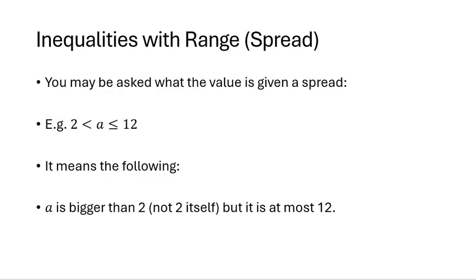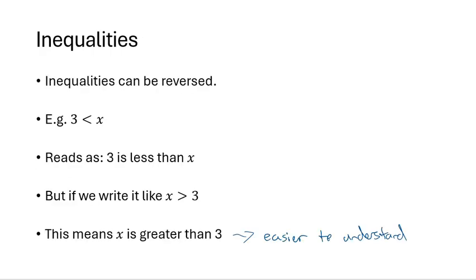Okay, so you sort of need to just break down the inequalities. If anything, just read it from left to right. 2 is less than a is less than or equal to 12. Therefore, a lies within this sort of range here, okay? So, something else that you need to understand is that inequalities could be reversed as well, if you did not know.